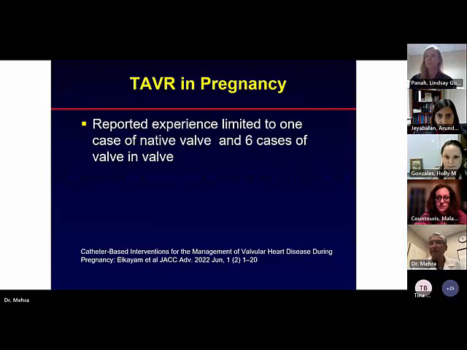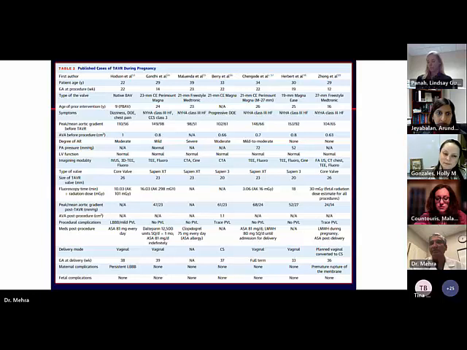There is one earlier case, not really published in the literature, but at least you see it online, from Canada, where they thought they did the first TAVR valve in a native valve. I'm not going to go over this particular slide because you already saw that, so I'll just skip it for the sake of discussion. But TAVR can be done in pregnancy with a very low maternal as well as fetal mortality.